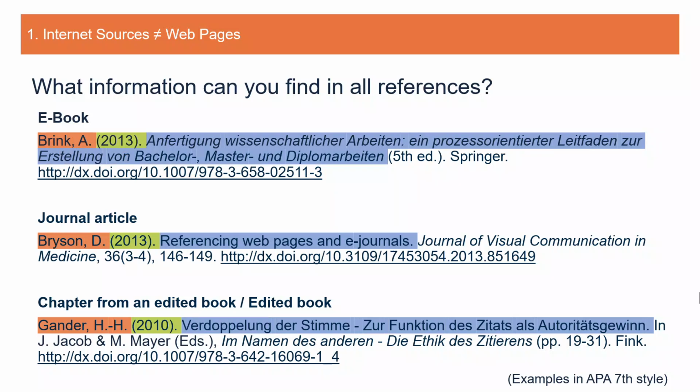The next piece of information is the title. So that's fairly easy. So it always tells us what the work is about or what kind of work it is. And up to this point, it looks like really easy and very straightforward.